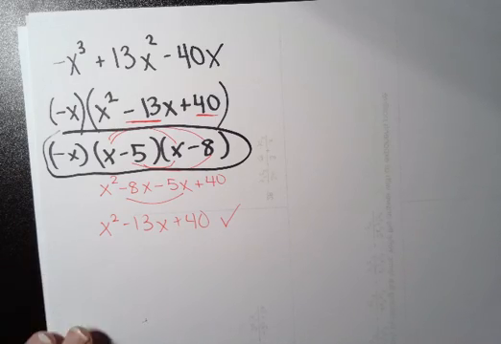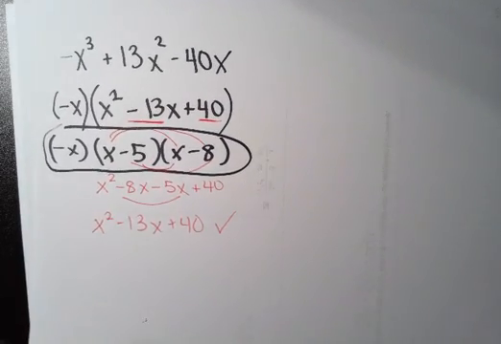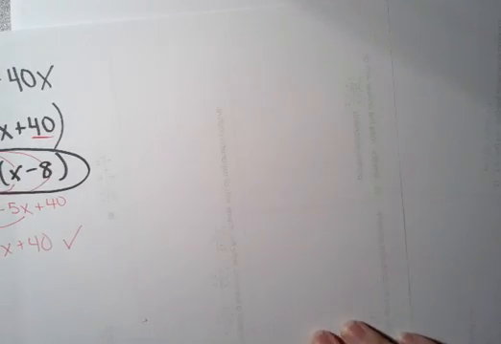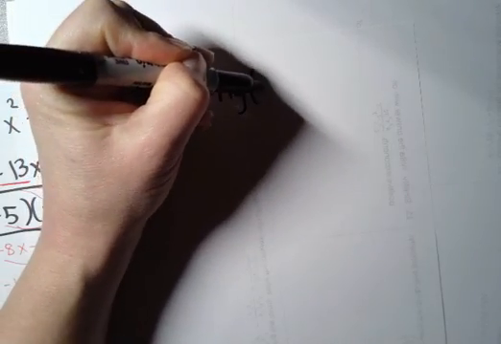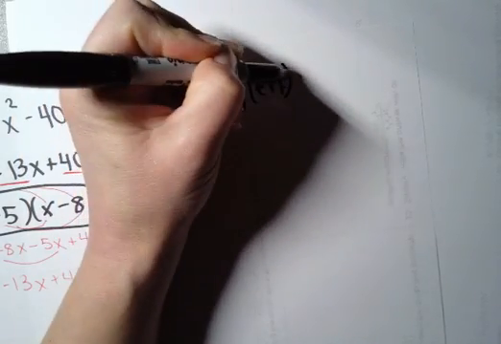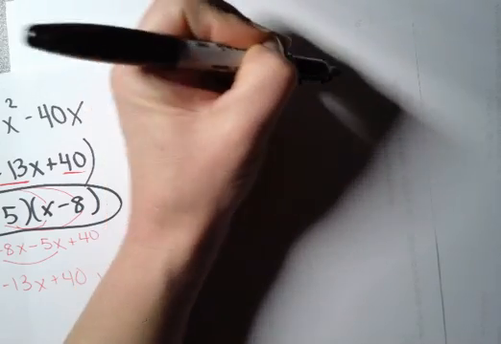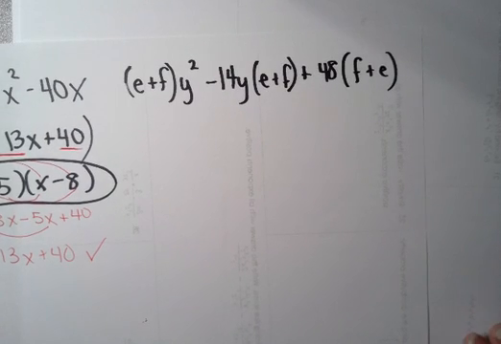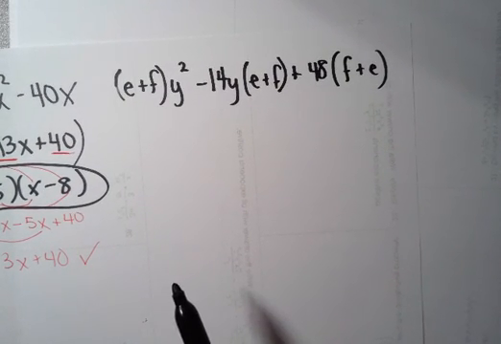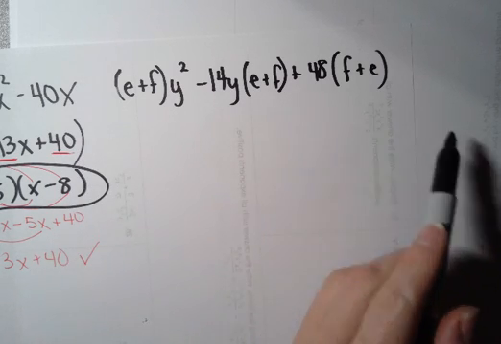And so we also are going to talk about factoring out bigger things. So let's look at an example of what I mean by that. If I have e plus f times y squared minus 14y times e plus f plus 48 times f plus e. So when you look at this, it looks kind of messy, but you might notice that every single one of these terms has e plus f or f plus e.